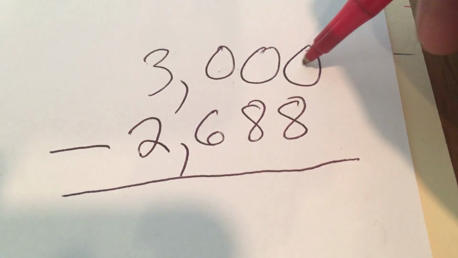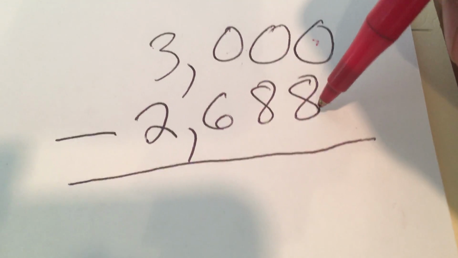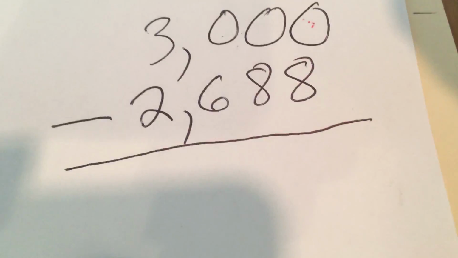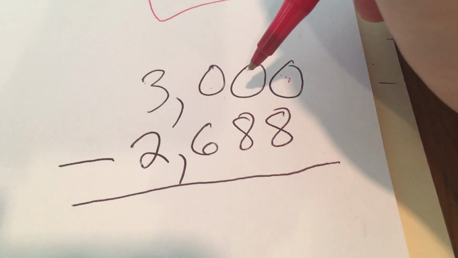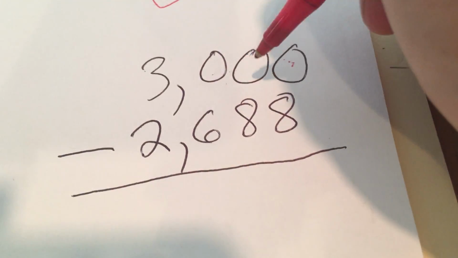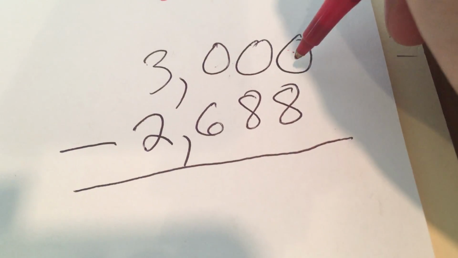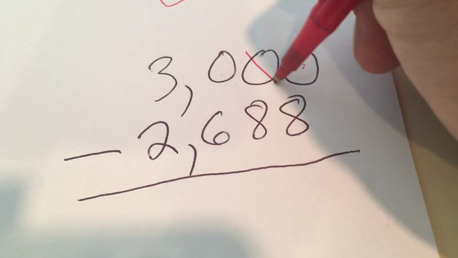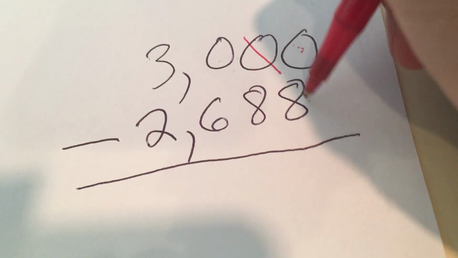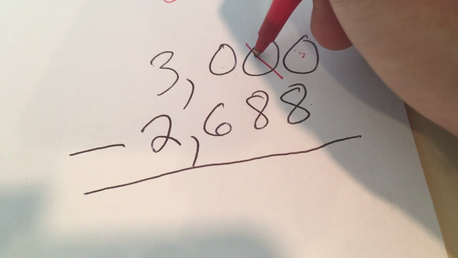Okay? So if we have 0 ones, we can't subtract 8. You can't do 0 minus 8. If I have 0, I can't take 8 away, right? So what you have to do is we're going to do some borrowing. We're going to do some trading here. So we're going to go to this one. You can't do 0 minus 8. So you're going to go across these zeros.